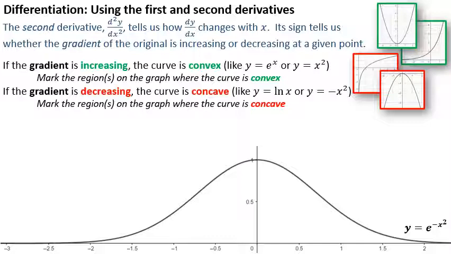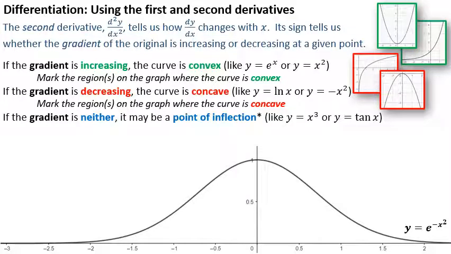And if you've done both of those, then hopefully you have already identified that there are a couple of key points in between. There's a moment when the curve changes from convex to concave, and then another point where it changes from concave to convex. Those points are referred to as points of inflection. And anywhere on a graph where the gradient is neither increasing nor decreasing may be a point of inflection.